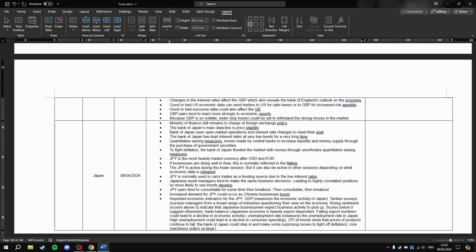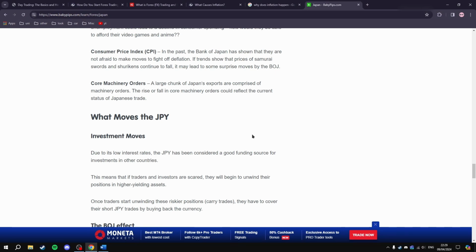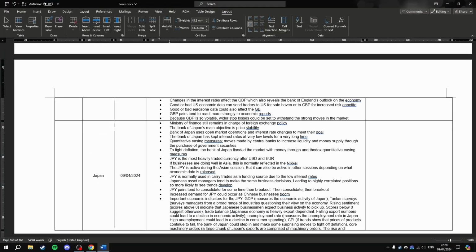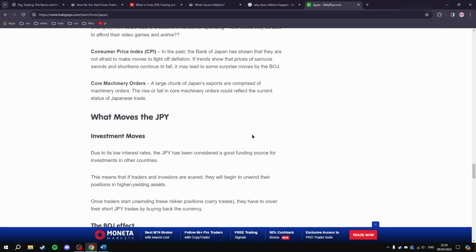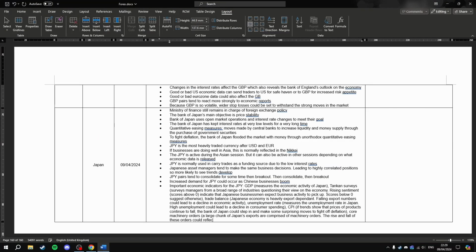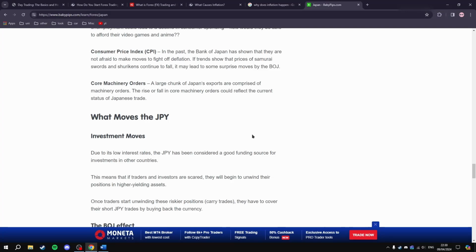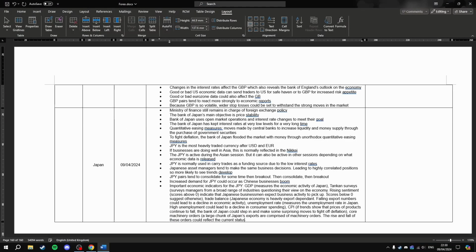So a large chunk of Japan's exports are comprised of machinery orders. The rise and fall of these orders could reflect the current status of Japanese trade.